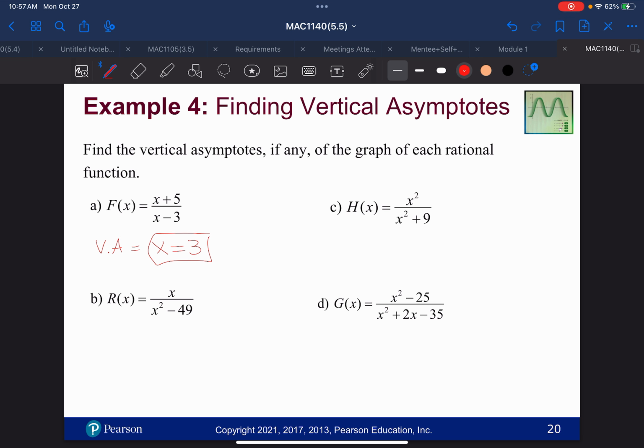So whenever you're finding the vertical asymptote, it'll always be a vertical line, with the equation x equals that number.